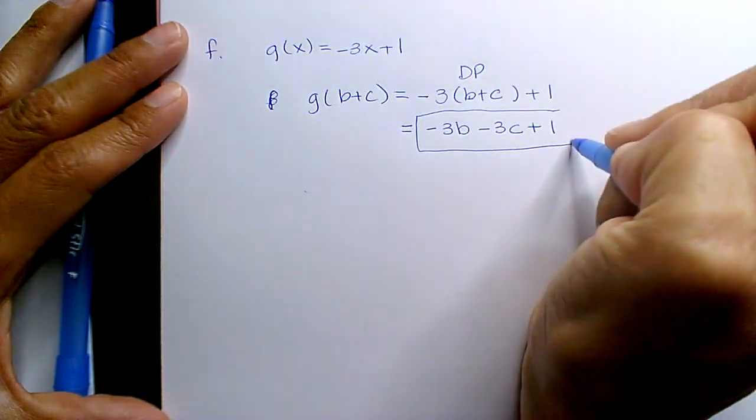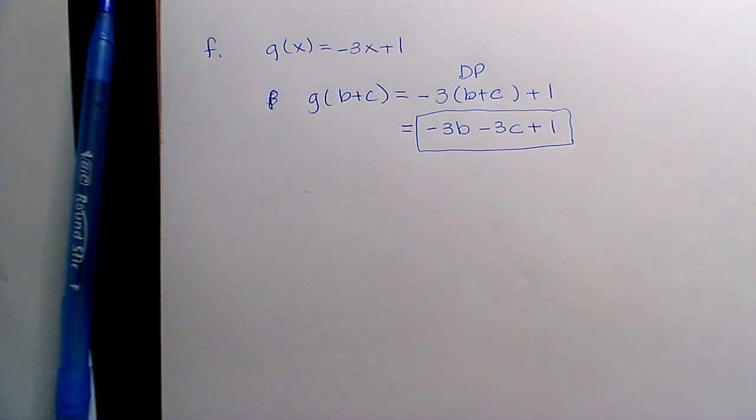And you cannot clean it up. There's no like terms, right? The b is a different letter than c, and 1 is a constant. So that's it, right?